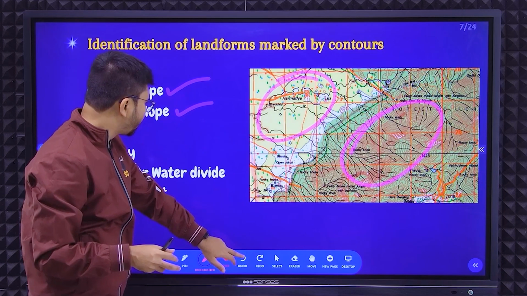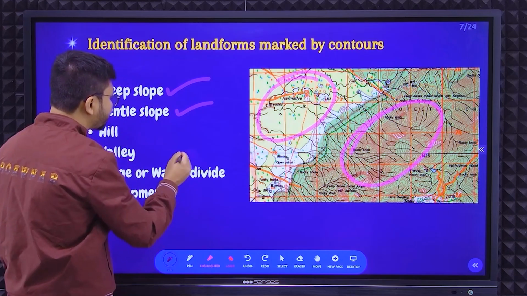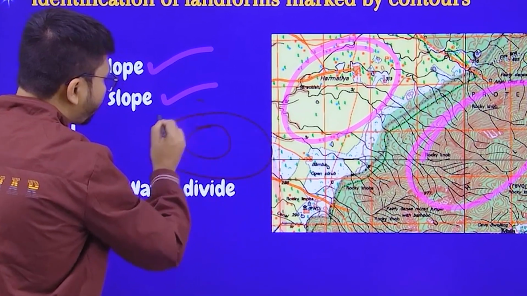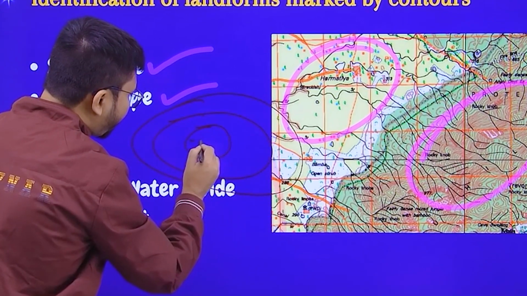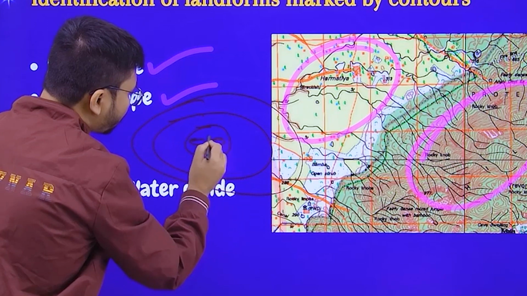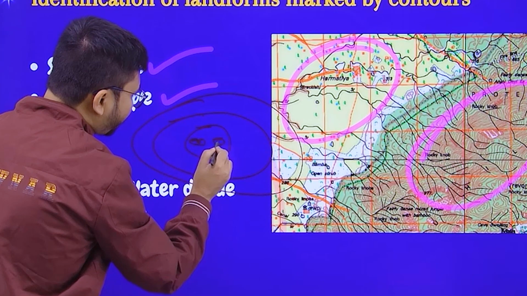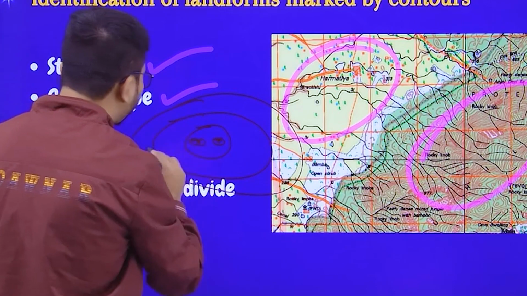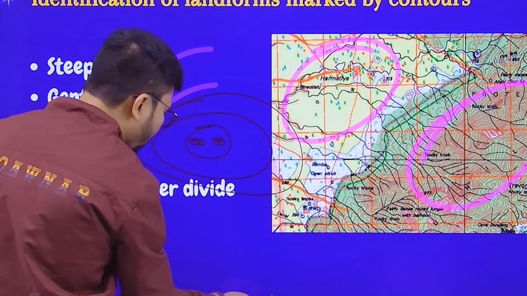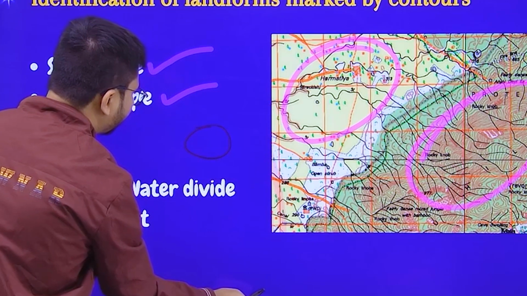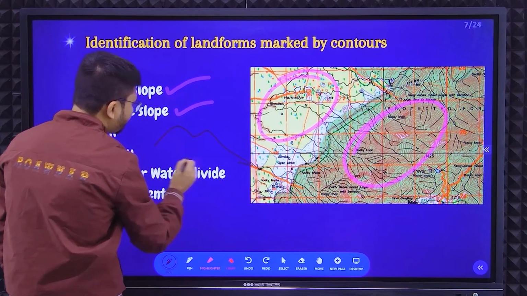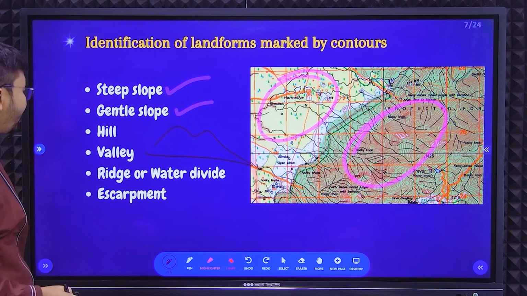Here you will see big concentric circles like this, and in between, in the center part, there will be more circles. That time it will be called a ridge. The landform will be formed like this, so that time we will consider it as a ridge.